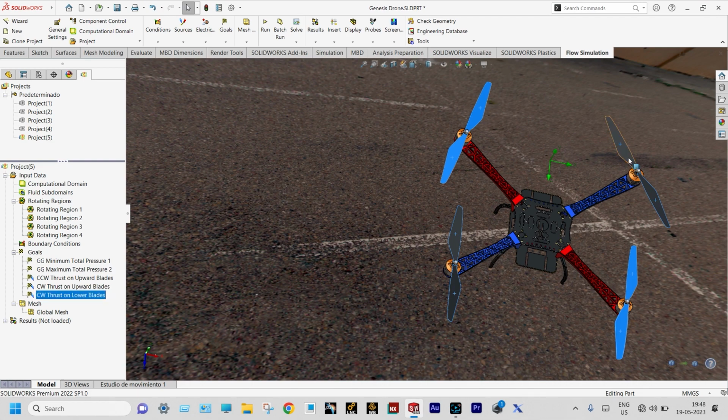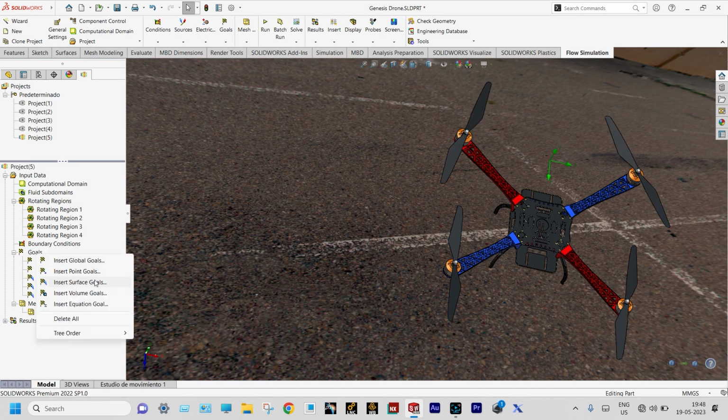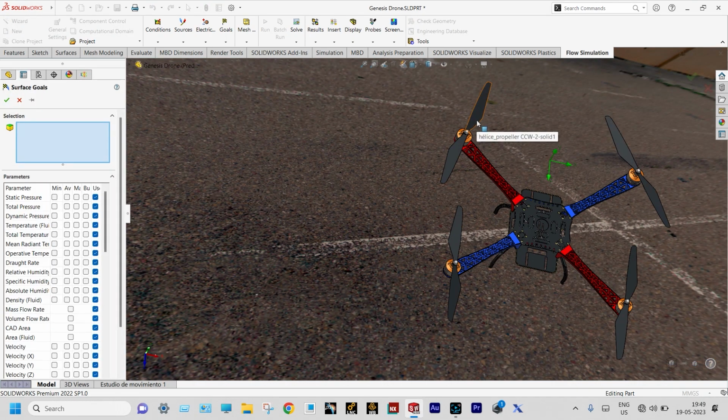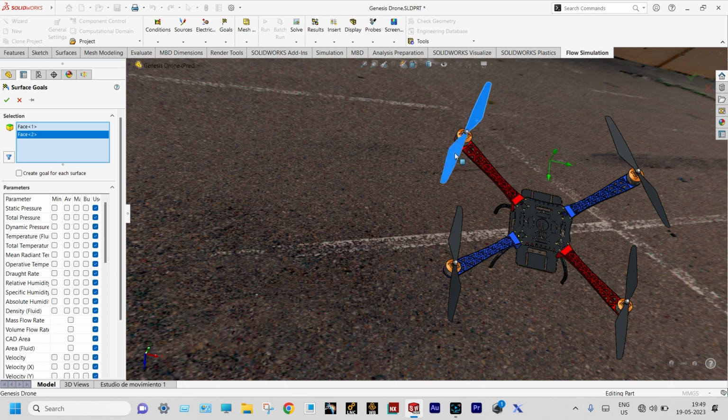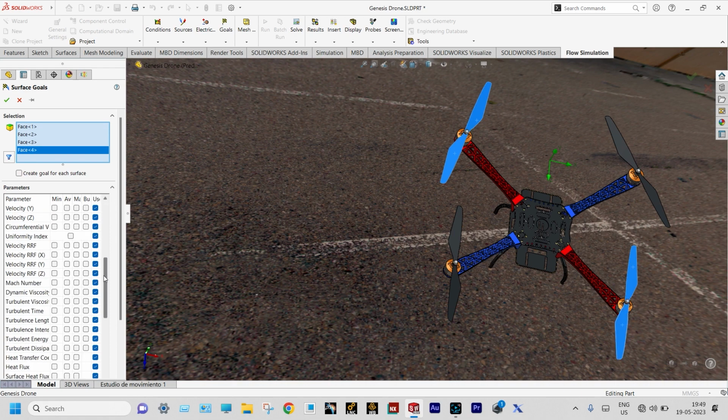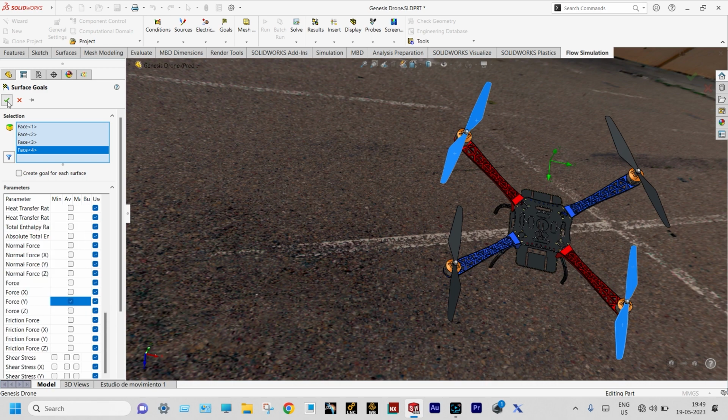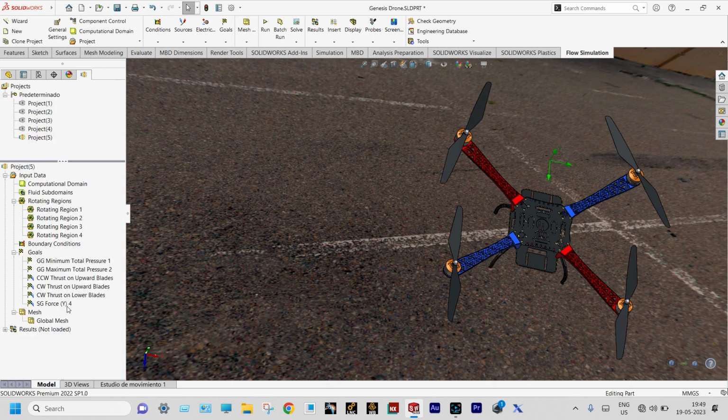Done. Next to that, we need to select for the counterclockwise blades. Again, goals, insert surface goals. We need to select the counterclockwise one. First one selected, second one, and the other one also selected. And from here we need to select force in y direction. Green check, and we can rename this one as counterclockwise thrust on lower blades. Done. Right? Okay. Now we need to consider some equation goals to find out what are the upward thrust and also lower thrust.